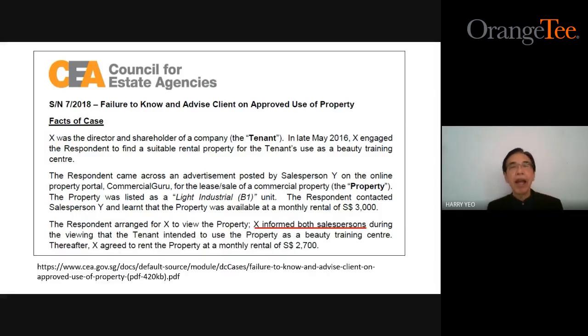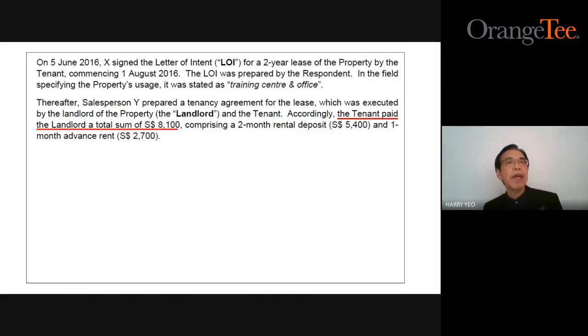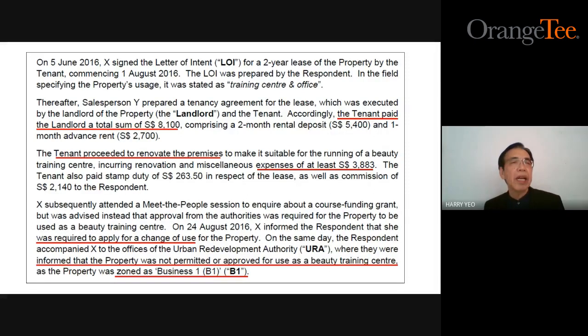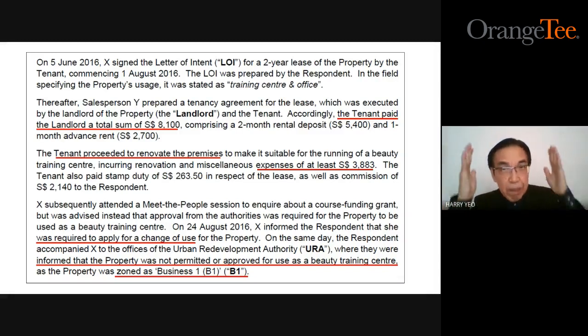All right, so they went to see the place. And when the client went to see the place, she informed the agents, I want to use this place for a beauty training school. Anyway, to cut the matter short, she paid $8,100 to the landlord. She started to do renovation, incurred $3,800. And then she went to meet the people's session and said, I want to get funding for my training. She was told that for that purpose, you must get approval for the use of the property. So they went to apply for change of use. Cannot, because Midview City is B1.